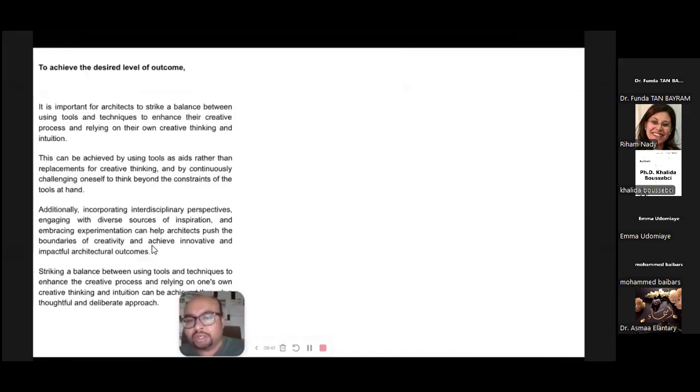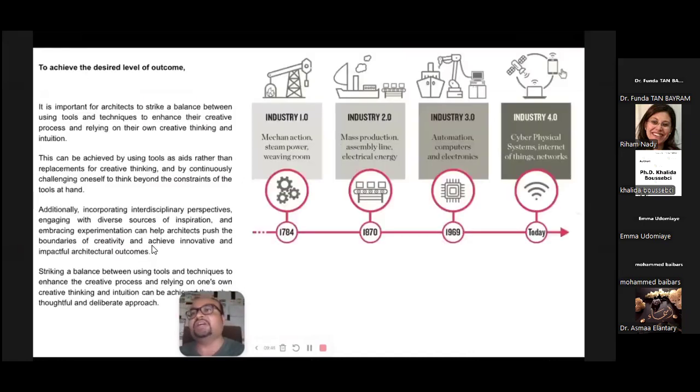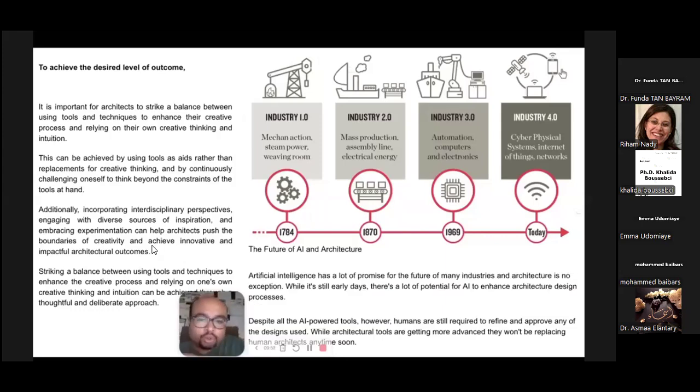Obviously, it is important for architects to strike a balance between using tools and techniques to enhance their creative process and relying on their own creative thinking as far as possible. So that's what normally you see throughout multiple segments of industrialization, in terms of mechanism, mass production, automation, and revolution-based categories. The balance is quite important. So that's the narration of my overall research.